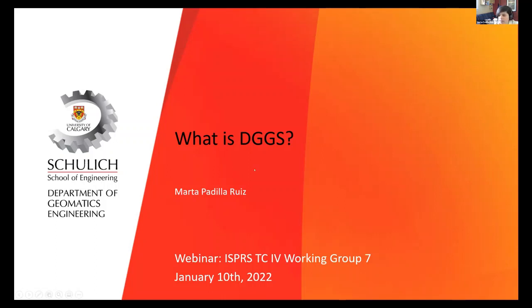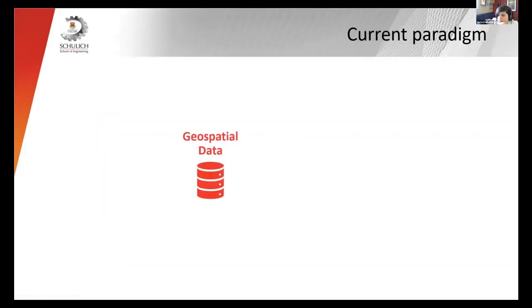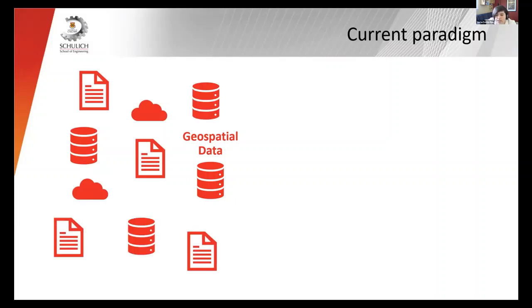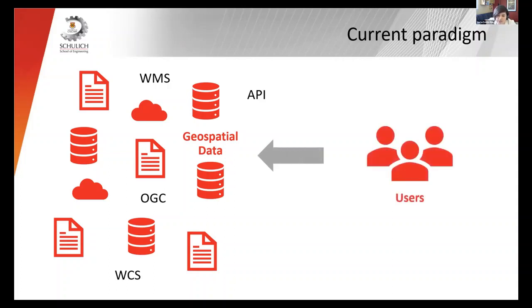So, hello, my name is Marta Padilla Ruiz, and I'm a PhD candidate at the University of Calgary. I'm going to give a brief introduction about what DGGS is. The current paradigm around geospatial information is that we definitely have lots of geospatial data, but the problem is that there is not only one format or source, there are many of them. And we have made our best efforts to make the data open and accessible. We have OGC standards, public compliant APIs, web map services, etc. And now users can access the data.